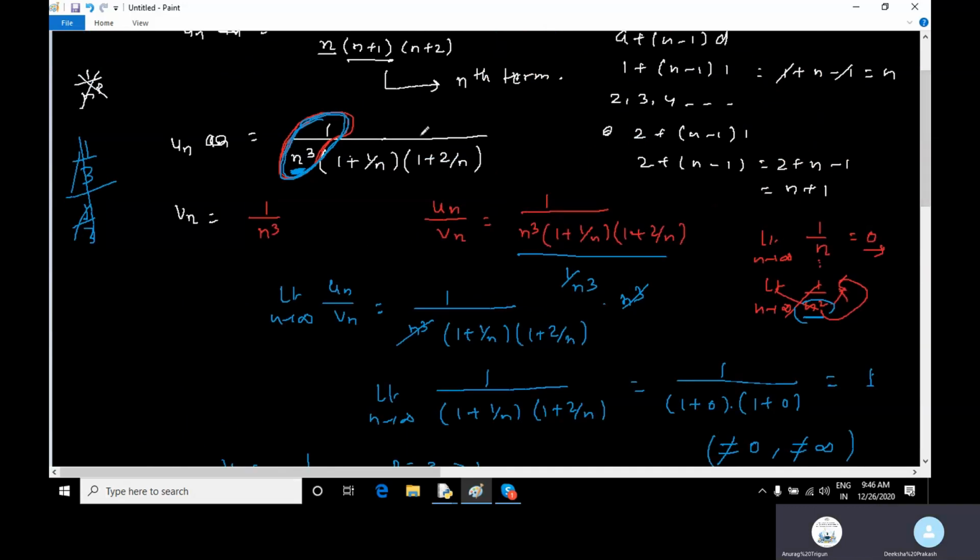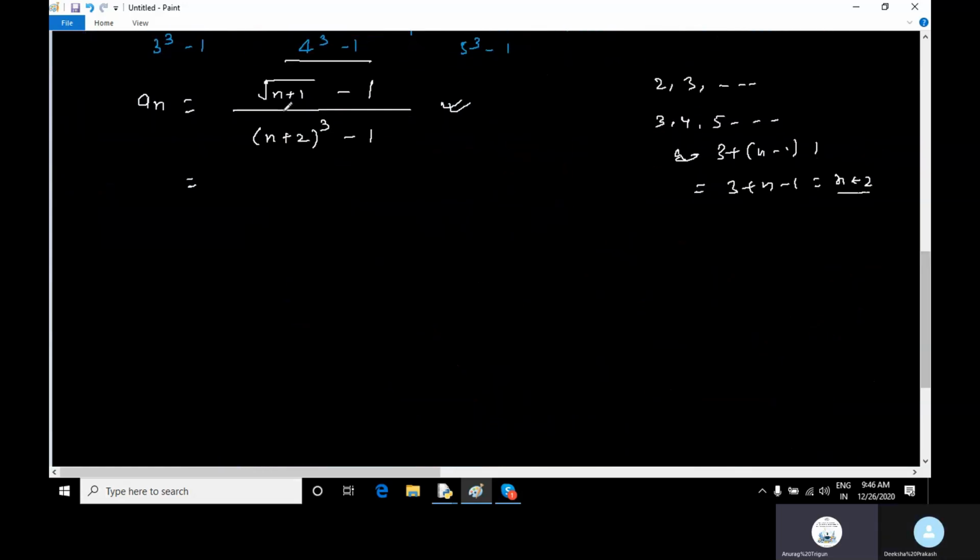Any method, any test if you are given, first you have to take common here to decide what is going on. So here in the numerator, if you take the maximum power outside, the maximum power is what here? Root n, so n power half. Root of n if you take outside here, what will you get in the bracket? You get 1 plus 1 by n, minus 1 by root n. So 1 plus 1 by n, root of n was taken out, right?